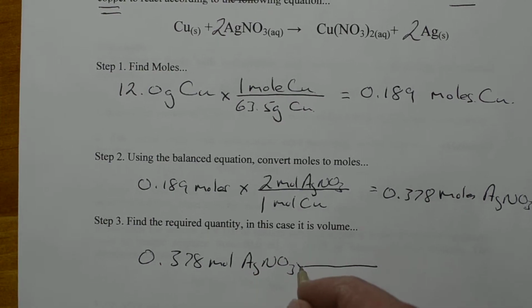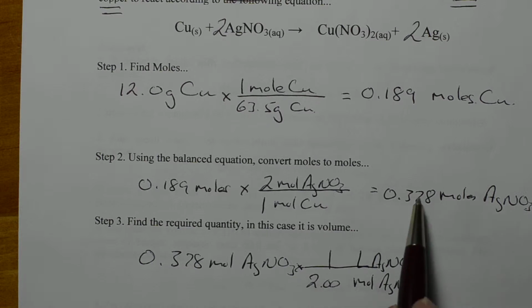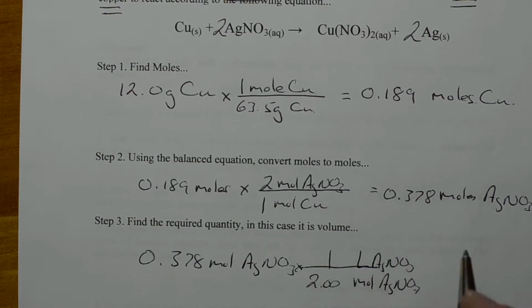Again, I'm going to multiply by a factor that's going to give me liters of silver nitrate, and I want to get rid of moles of silver nitrate. Well, in 1 liter, there's 2 moles of silver nitrate. And if you notice, this 2 is just going to cancel with the one before it, so I don't even have to go to the calculator. It's going to be 0.189 liters, and leave it in liters unless I ask for it in milliliters.